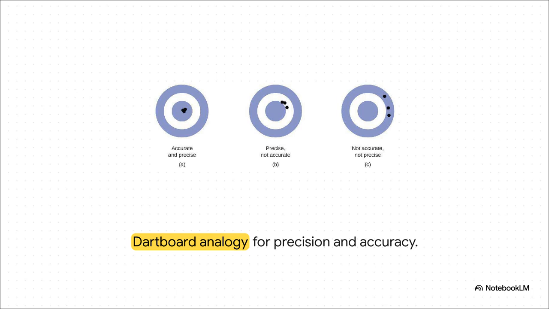Now, we really need to nail down the difference between two English words that get mixed up all the time in science. To keep it simple, think of taking a measurement like throwing a dart. We're essentially looking at two distinct things here: where our darts land relative to the bullseye and where they land relative to each other. It's a really brilliant way to visualize the difference between just being right and being consistent.